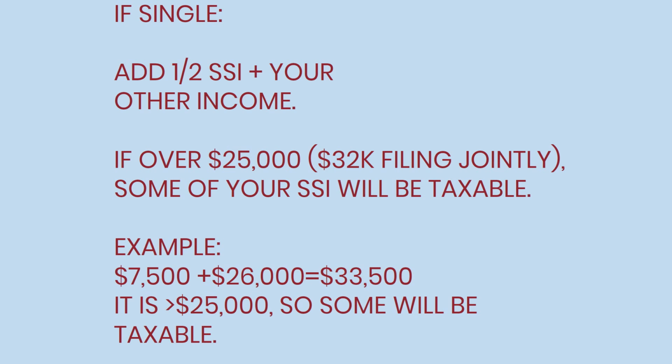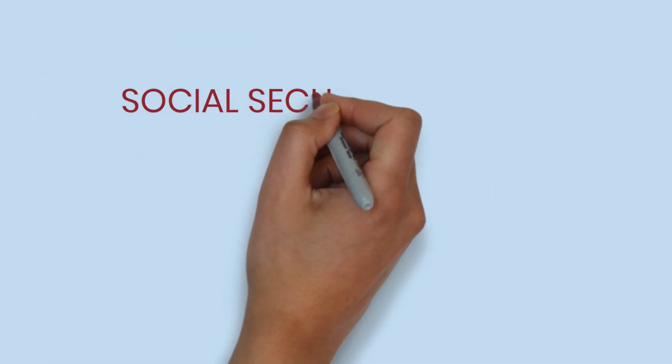In our example, half of your Social Security income is $7,500. All of your other income is $26,000. This includes your tax-exempt interest. This equals $33,500. Since it is over $25,000, some of your Social Security income will be taxable.